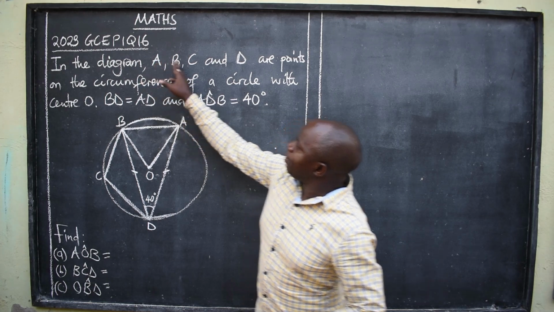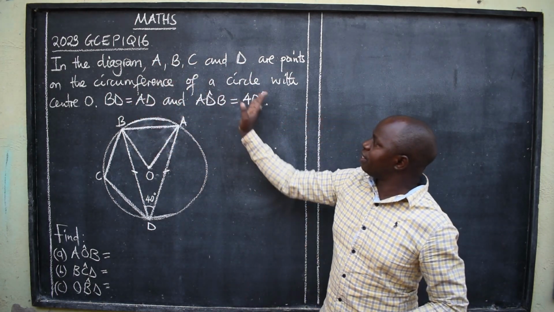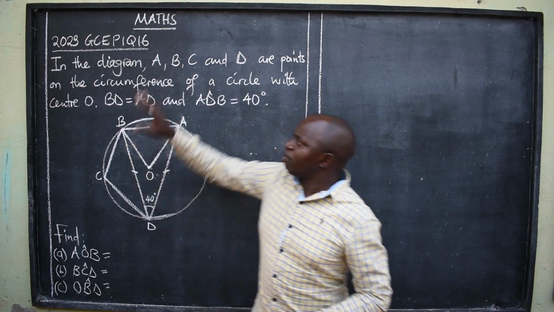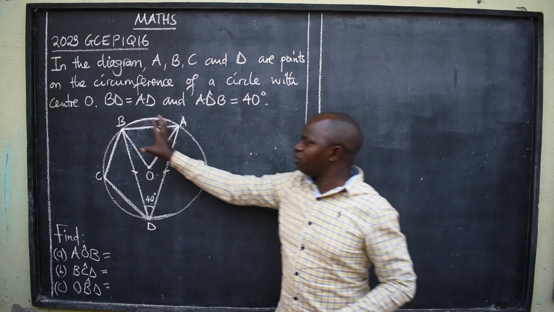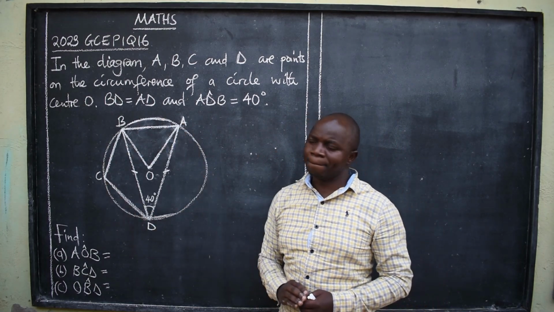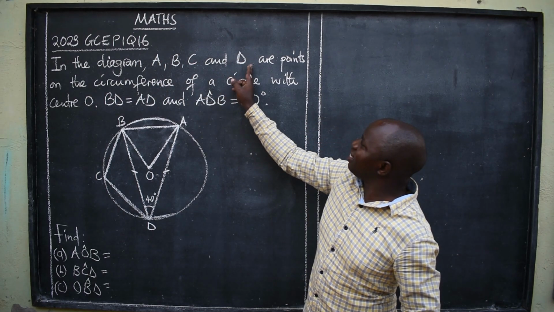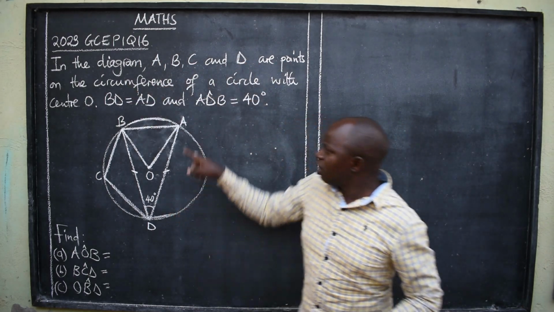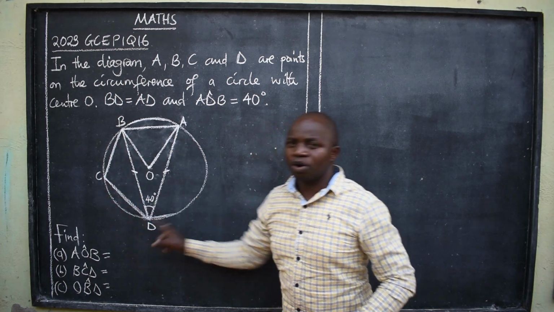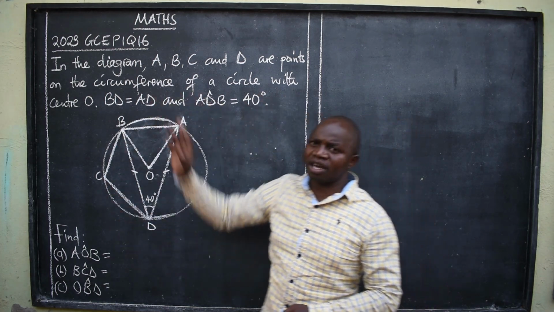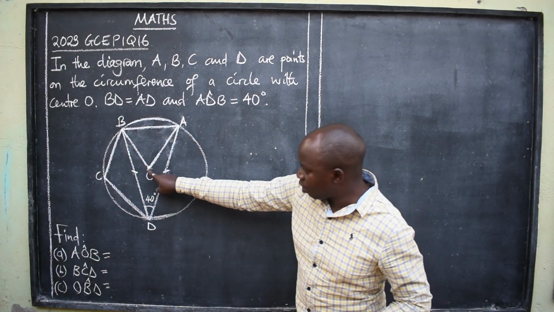In the diagram, A, B, C, and D are points on the circumference of a circle with center O. Verify that the information that has been presented here is also on the diagram. So we are told that these 4 points, A, B, C, and D, are points on the circumference of a circle with center O. The circle you are seeing here has got center O.